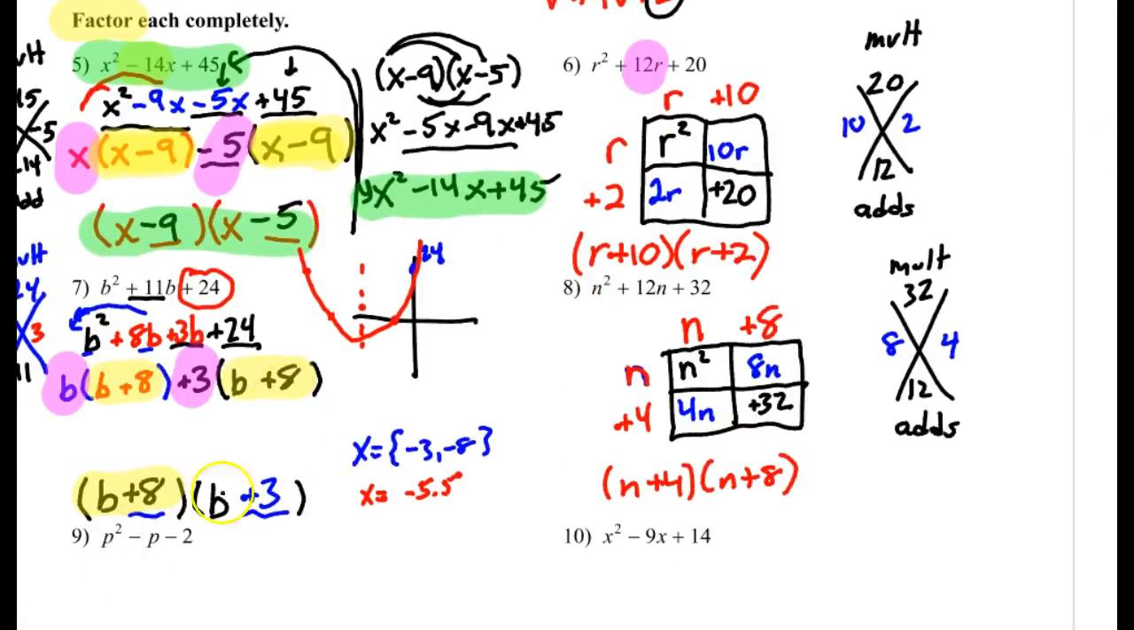So go ahead and try 9 and 10 using either method, or do one apiece. Or if you know you like the box method better, just do the box method for both. Eventually, you're going to want to get to the left-hand side and not use the box for other reasons in Algebra 2.